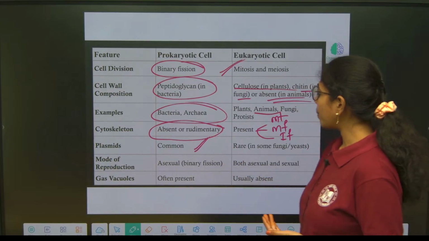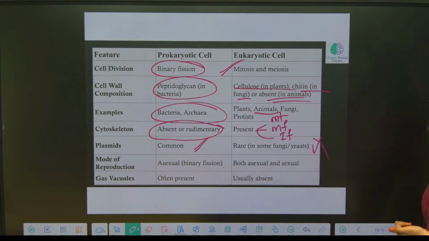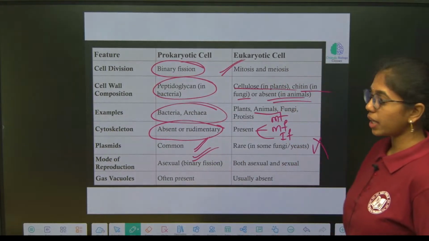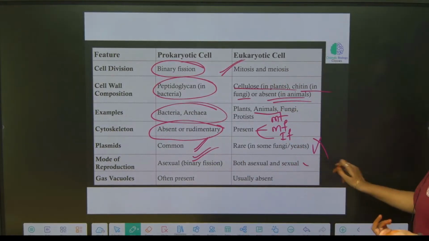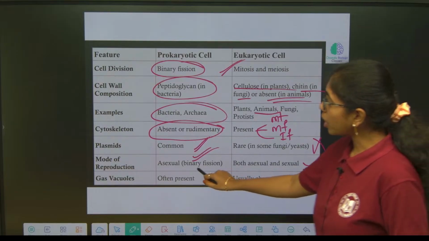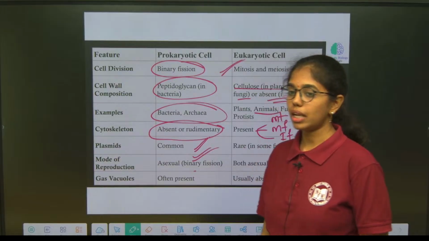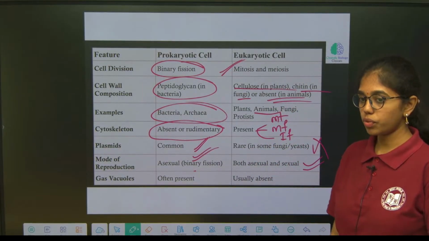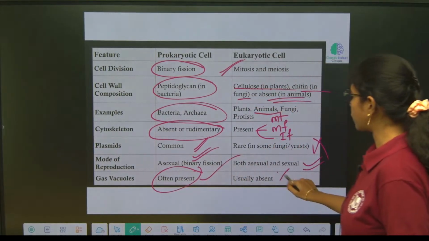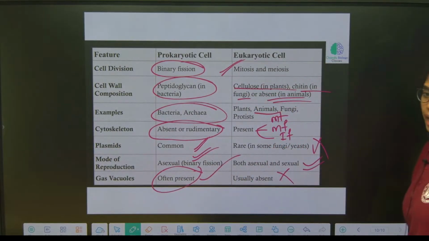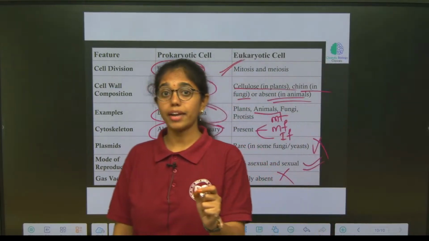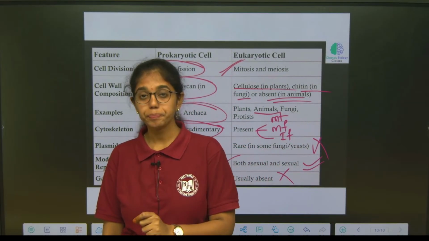Plasmids are most commonly observed here. Here plasmids are not observed. Mode of reproduction is asexual reproduction or binary fission over here. Here both asexual and sexual reproduction are observed. Sexual recombination is seen in prokaryotic cells like conjugation, transformation and transduction. Gas vacuoles are present here. Gas vacuoles are absent in a eukaryotic cell. So these are the fundamental differences between prokaryotic cell and eukaryotic cell.